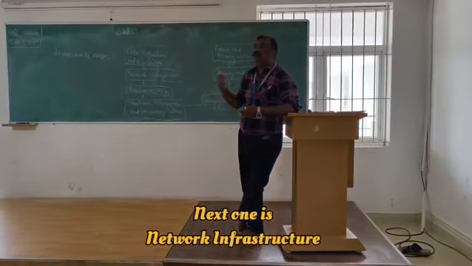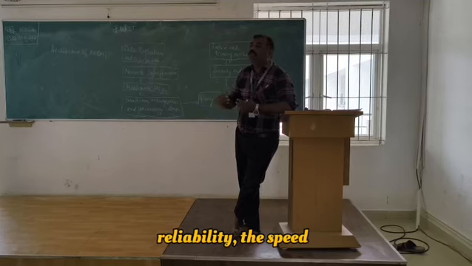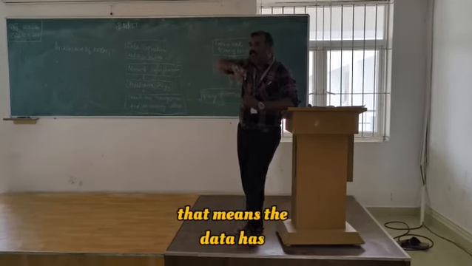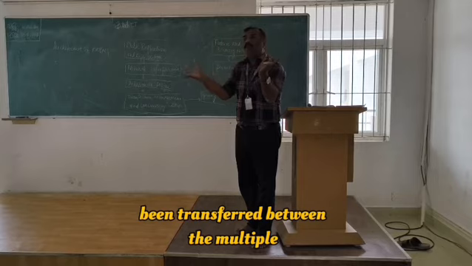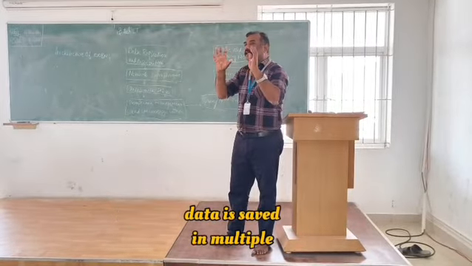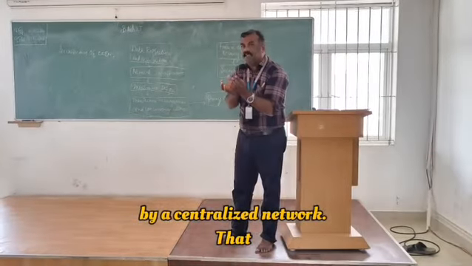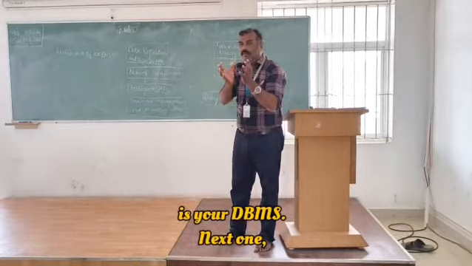Next one, network infrastructure. Network infrastructure refers to the reliability and the speed at which the data is transferred between the multiple locations. In a distributed DBMS, your data is saved in multiple locations, where it is connected by a centralized network. That is your DBMS.